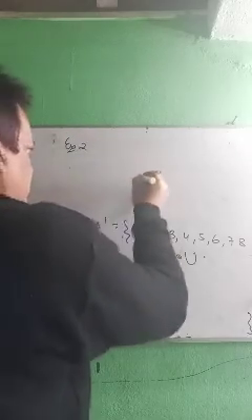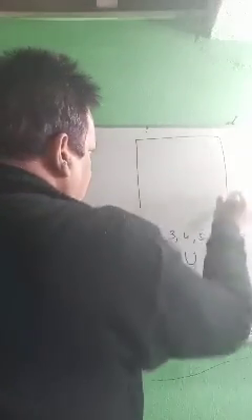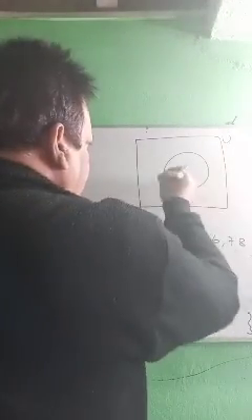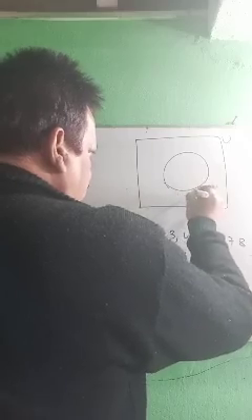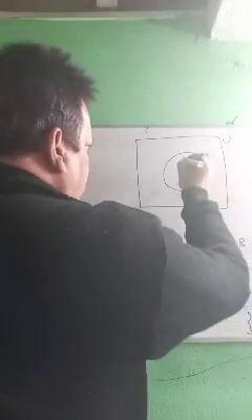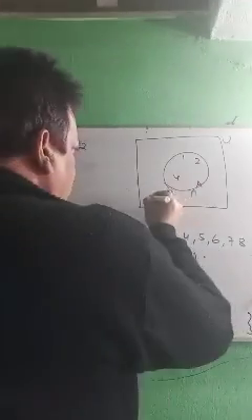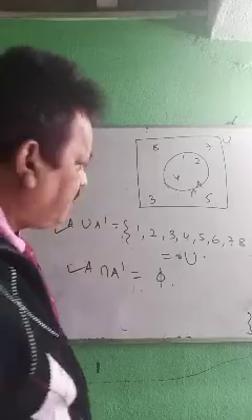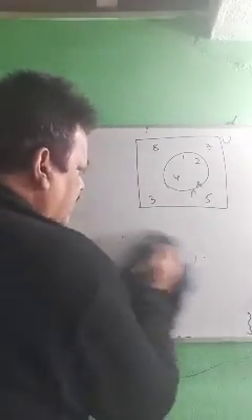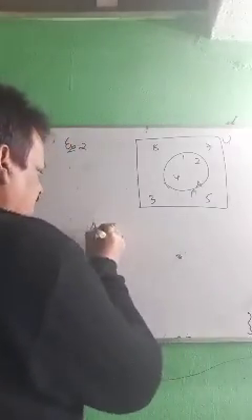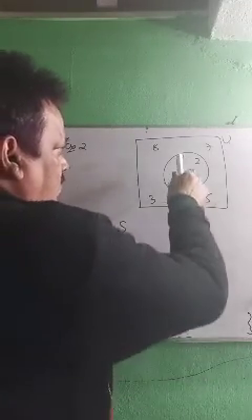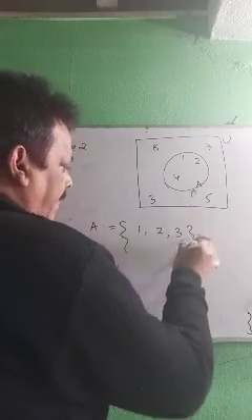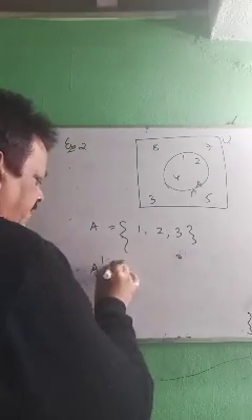Example, suppose another example. Suppose this is our universal set U. Here is a set A. That is 1, 2, 4, 3, 5, 7, 8. Now tell me from here what is A? A is 1, 2, 3 inside A.